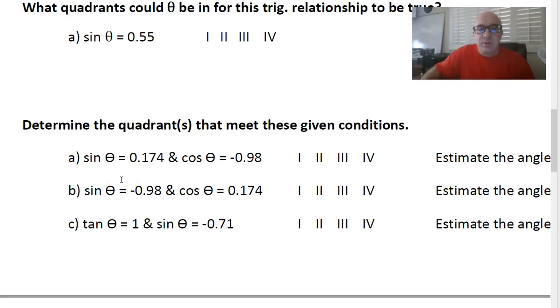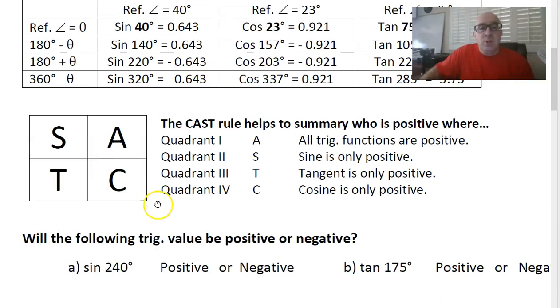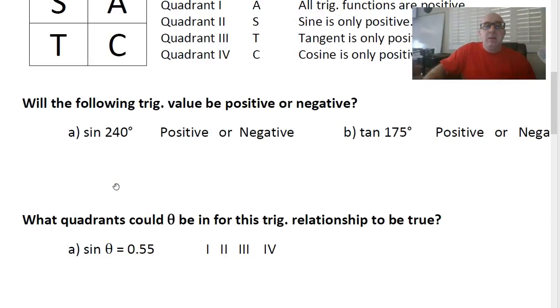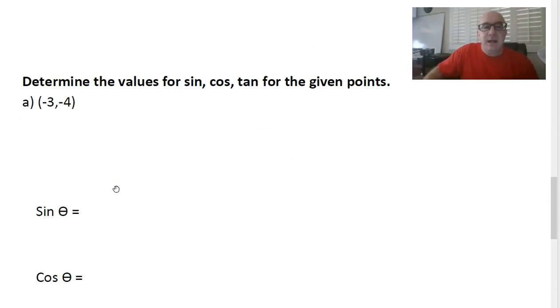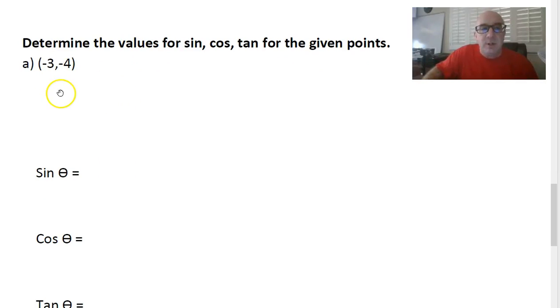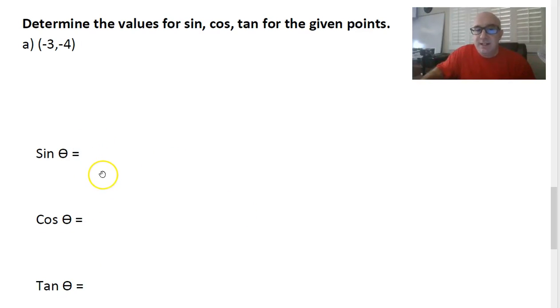Let's do one more of those. Sine could be negative, and cosine would be positive. Where would I be? Well, cosine's positive here, and sine is negative there. I must be in quadrant 4 if that's what took place. The last thing I want to show you is to use the quadrants to find some values. They're going to give you a location or a point, and you're going to be asked to find the sine, cosine, and tangent values for that point in time.